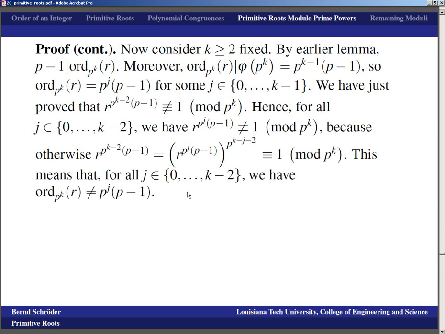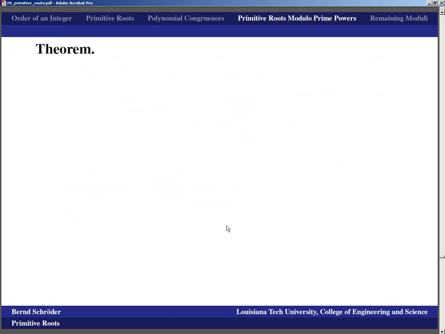And that means that for all j between 0 and k minus 2, the order of r modulo p to the k is not p to the j times p minus 1, and that means the order of r modulo p to the k must be p to the k minus 1 times p minus 1, which is phi of p to the k, and that is what we set out to prove.